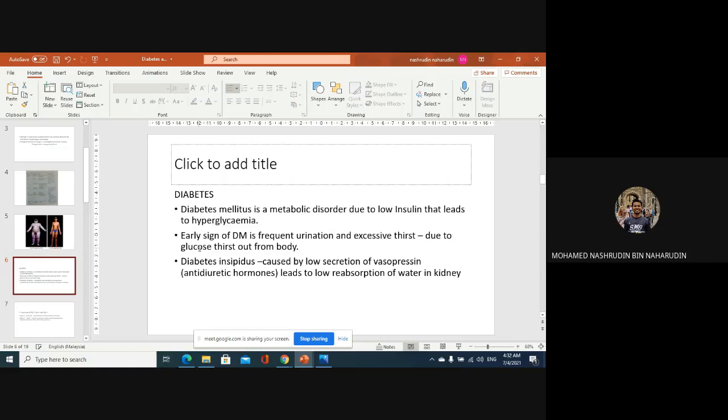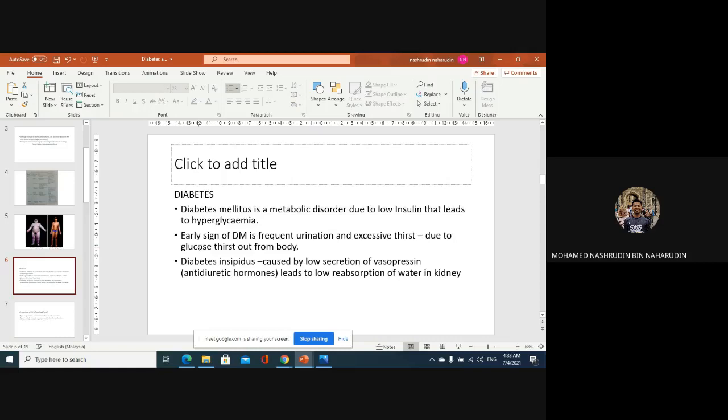So usually those who have been diagnosed with diabetes mellitus will experience frequent urination and excessive thirst. This is because of the glucose exiting from the body cells. It makes this response happen in their body.